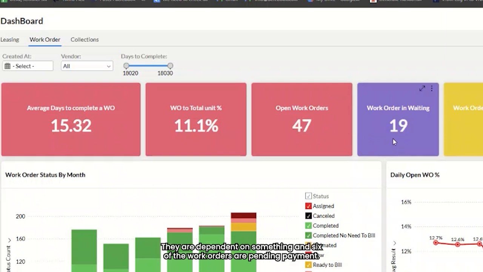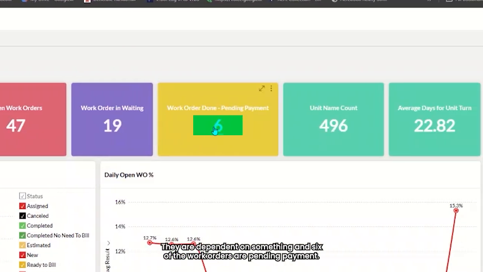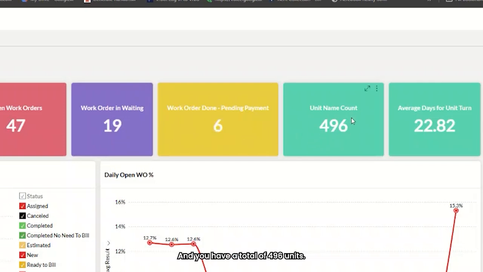They are dependent on something. And 6 of the work orders are pending payment. And you have a total of 496 units. These are the different metrics that are going to be needed for your performance. And the average days for a unit turn is 22.82 days.